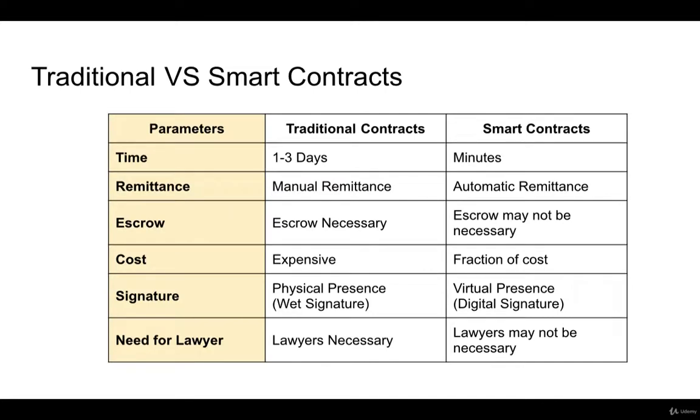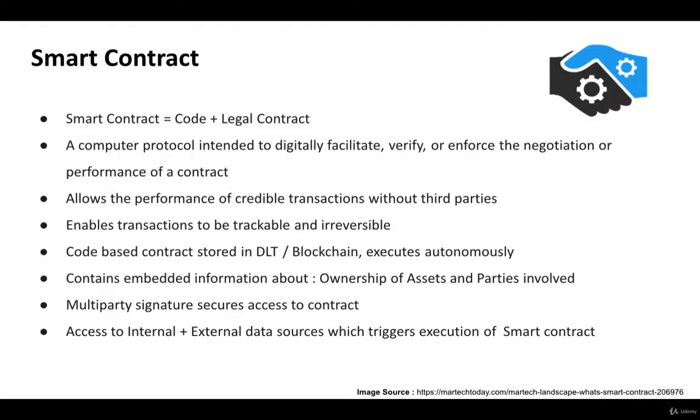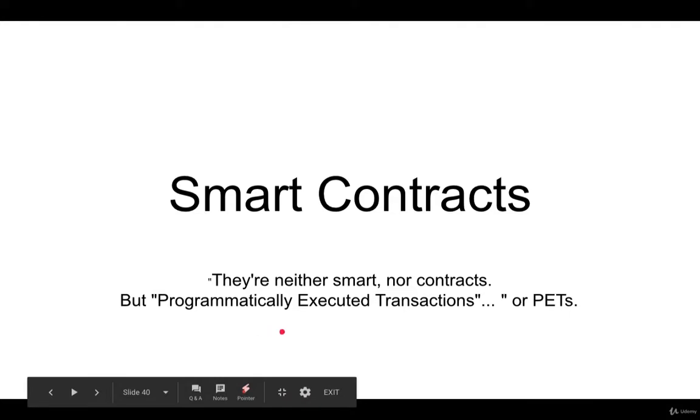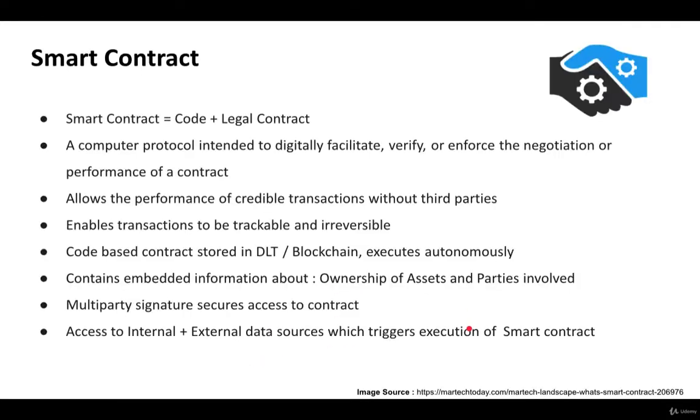So, if I just move back to the earlier part, we started with the definition of smart contracts, that is programmatically executed transactions or PETs. We looked at the basic definition and what exactly is a smart contract in terms of multiple party signatures involved, access to internal and external data sources which can trigger the smart contract. It is trackable and irreversible.